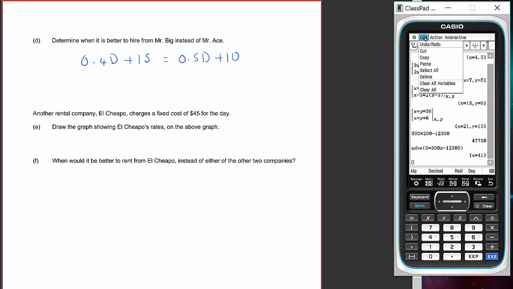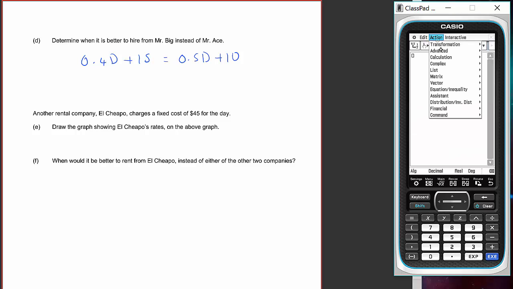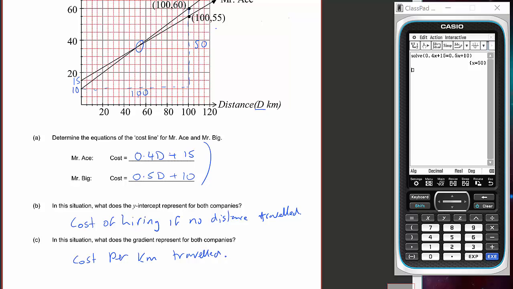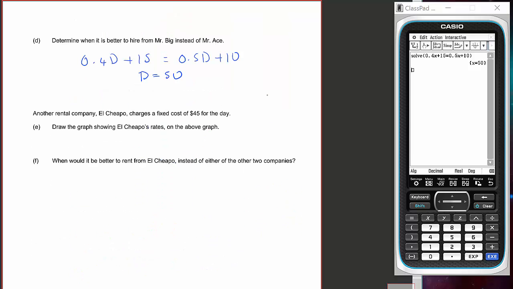So since we've got the calculator, why not solve on the calculator? So we've got 0.4, and I'll call it x just for simplicity, add 15 is equal to 0.5x plus 10, and they cross when d is equal to 50, and Mr. Big was the cheaper one for the lower distances, so if d is less than 50 kilometers, he would be the best.